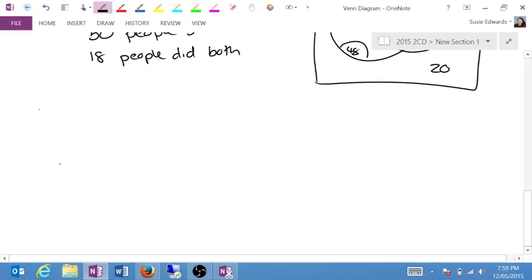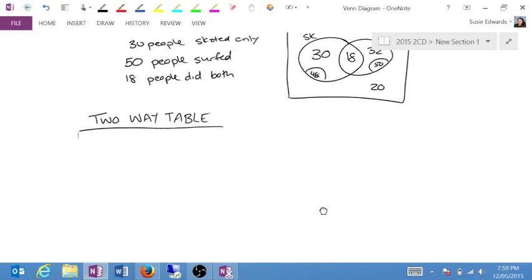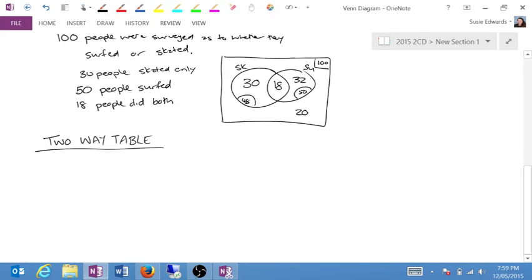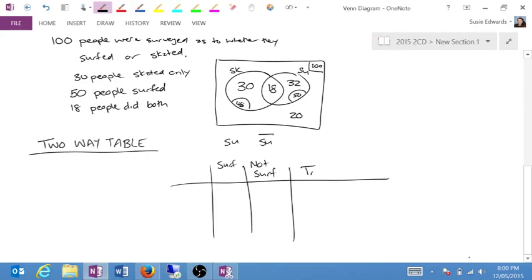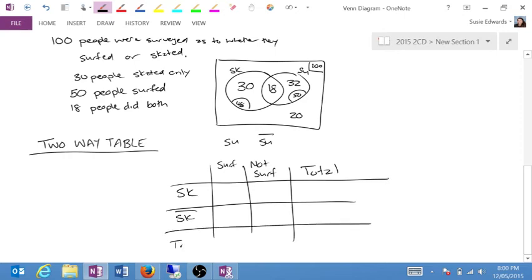The next thing we're going to look at is called a two-way table. And we're going to use that same example we just did, rather than have to write out another question. A two-way table just shows the two things we're looking at. So for this one, it would be surf, not surf. Now, you could also write this as SU, SU complement, okay? So be aware of that because often in exams they use that. And then there's always a total. And so then we've got skate, not skate, and a total over here as well.